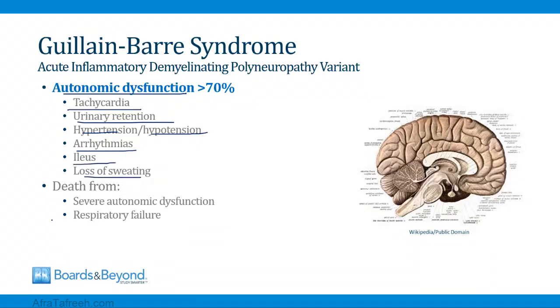And so Guillain-Barré is a very serious illness, and people can die from it. The way they die from it is either due to respiratory failure, like I mentioned on the last slide, or severe autonomic dysfunction. They either become markedly hypertensive or hypotensive, and this leads to death.